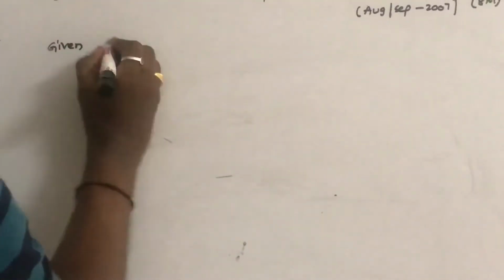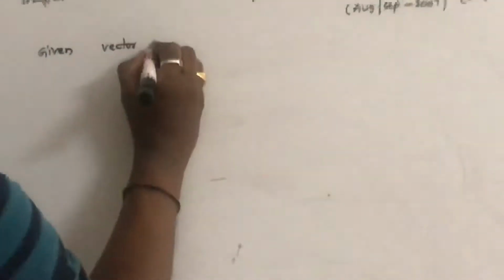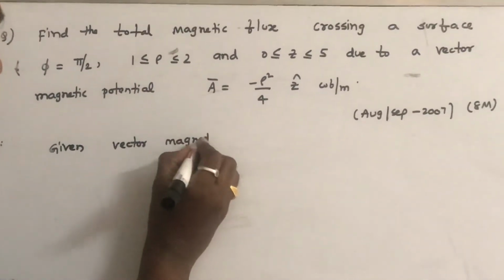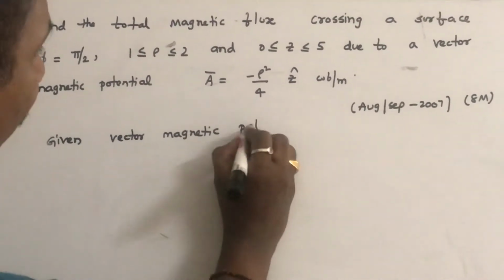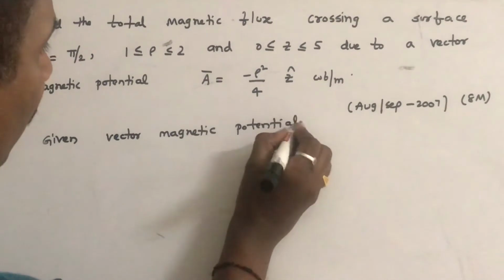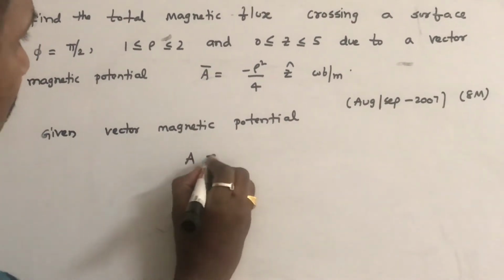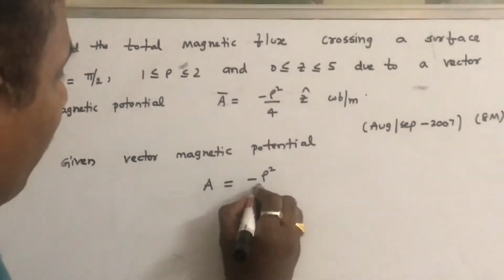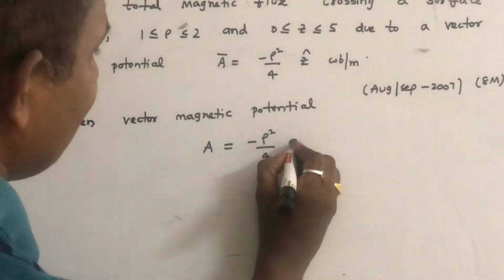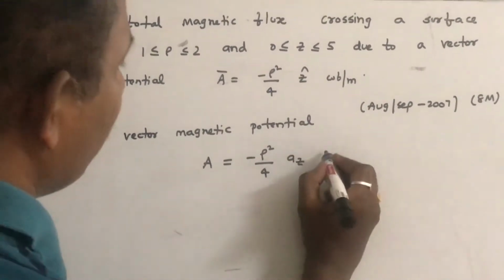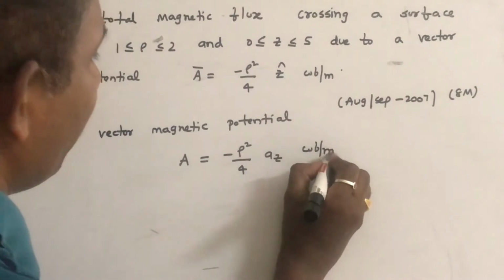What is given? Given the vector magnetic potential, which is represented with A. That is equal to minus rho square by 4 Az. Z cap is also written as Az. The unit is Weber per meter, as you know.